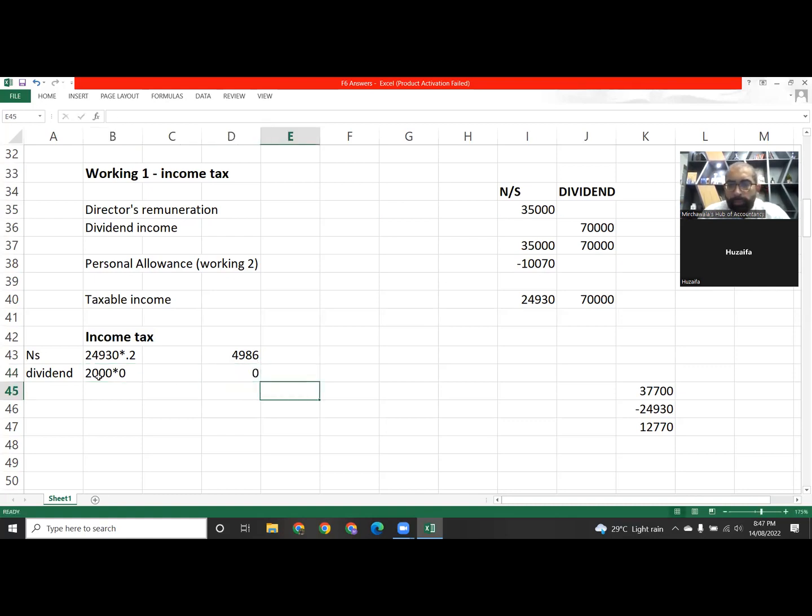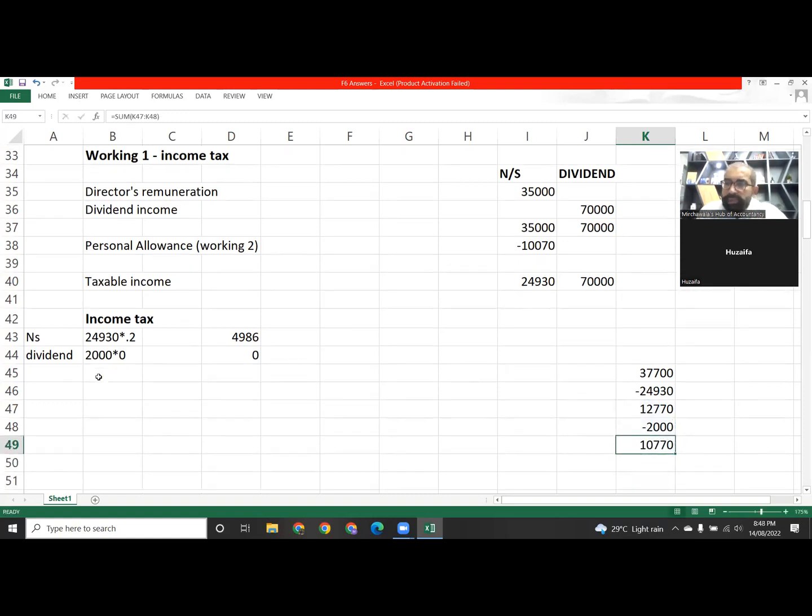Now, as we all know, the rate of NRB is 0%, but NRB consumes your band. So the remaining capacity of your first band was 12,770. Now let's deduct this as well. How much is left? Now you see 10,770 is left.